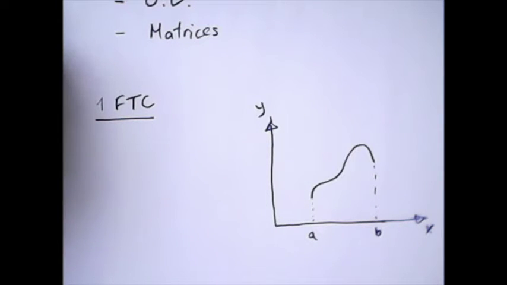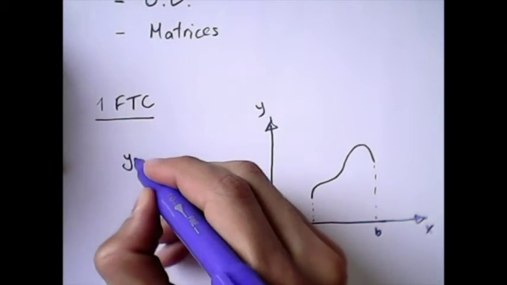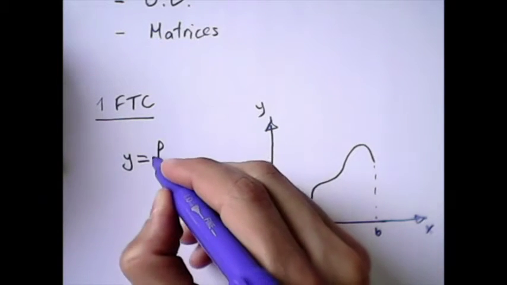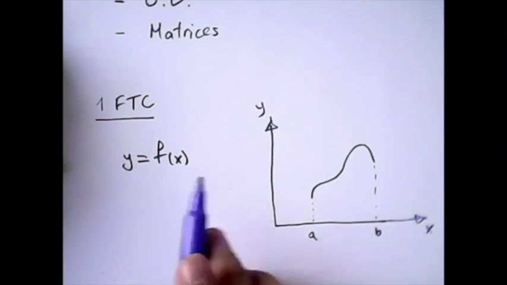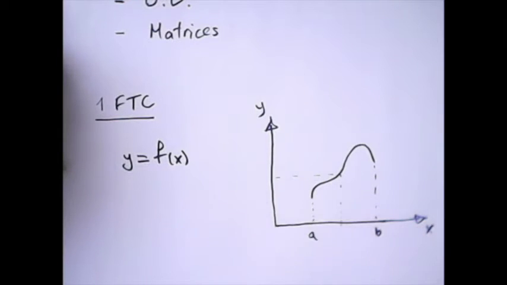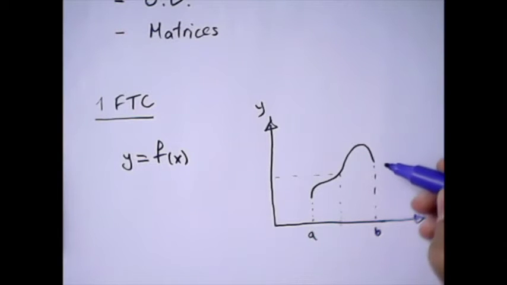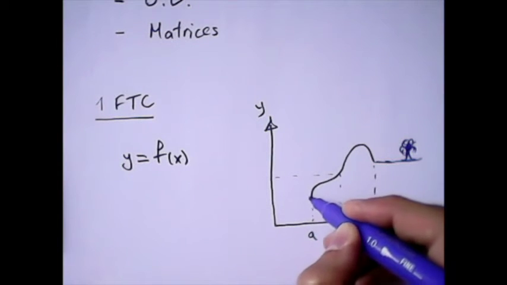Let us say that we have a function which tells us the height of the mountain. The function is y equals f of x. So whatever x I put into this function, for instance this x, it will go ahead and give me the height of the mountain. Okay, so let us put a forest right after our mountain, and a sea right before our mountain.